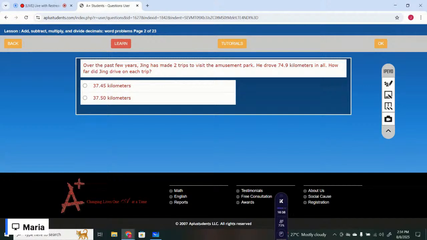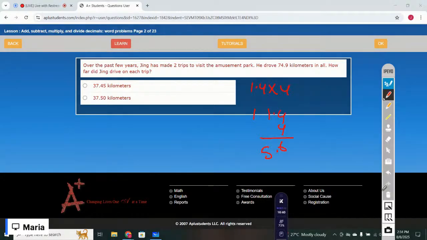Over the past few years, Jing has made 2 trips to visit the amusement park. He drove 74.9 kilometers in all. How far did Jing drive on each trip? So he did 2 trips, and you need to calculate how far Jing drove in each trip. So you have to do 74.9 divided by 2.